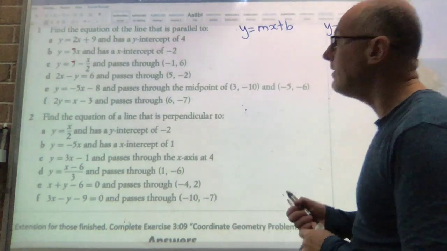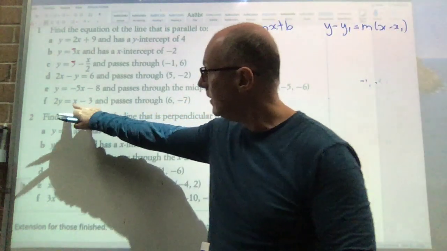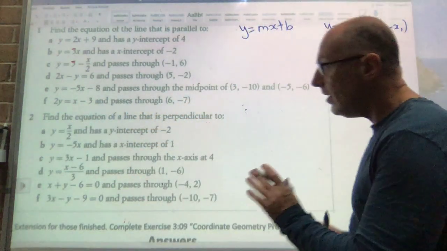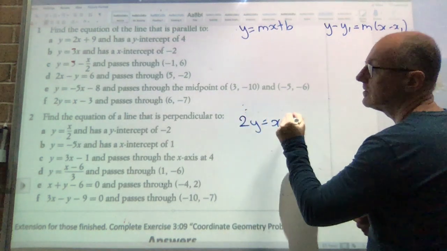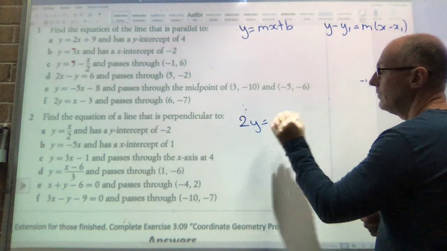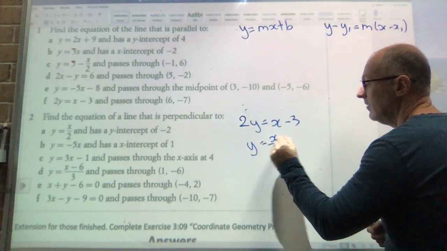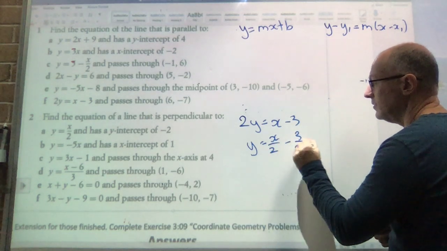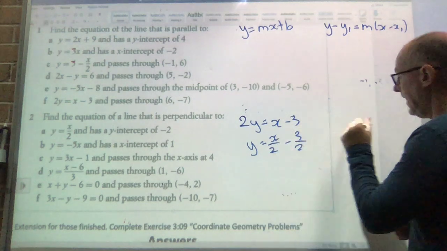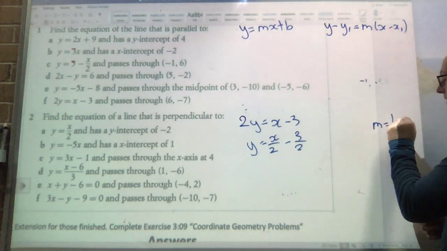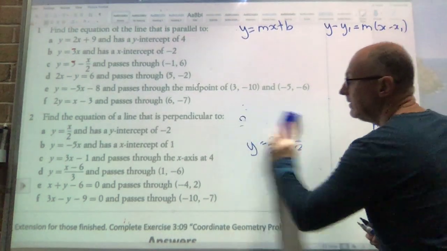Okay, question F. They give us a coordinate and they give us a clue to the gradient. Now to find the gradient in F, we've got 2y equals x minus 3. We've just got to divide everything by 2, so we go y equals x over 2 minus 3 over 2. I got rid of the 2. So therefore the gradient is a half. M is 1/2. Let's rub that out, remembering that the gradient is a half.